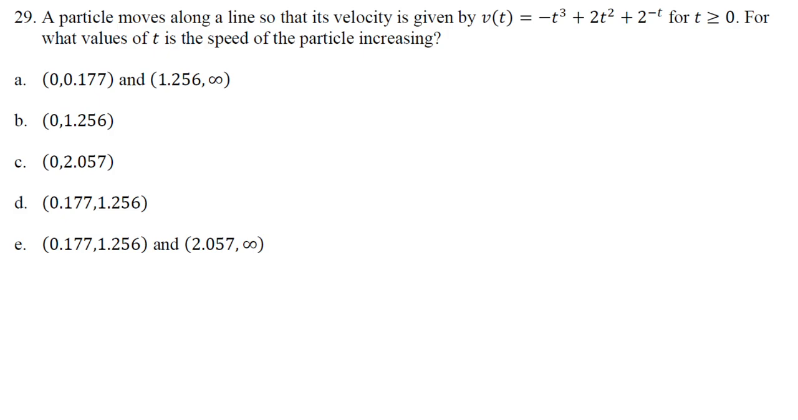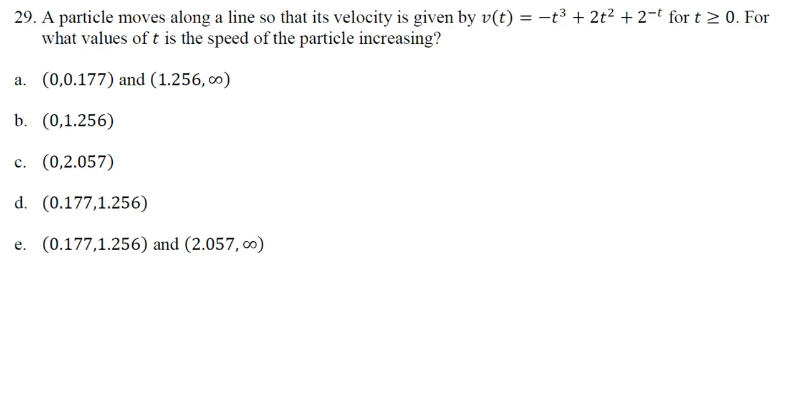All right, for our next one here, we have a particle moving along a line so that its velocity is given by v of t is equal to negative t cubed plus 2t squared plus 2 to the negative t for t greater than or equal to 0. We want to know when is the speed of the particle increasing. So we have to be careful here because speed is the absolute value of velocity. It's not asking when the velocity is increasing. It's asking when the speed is increasing.